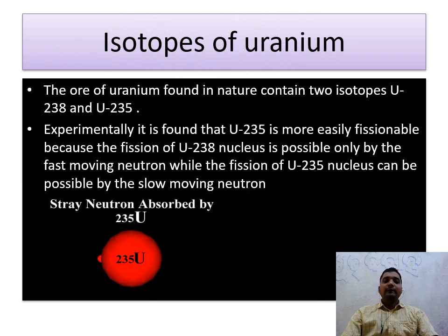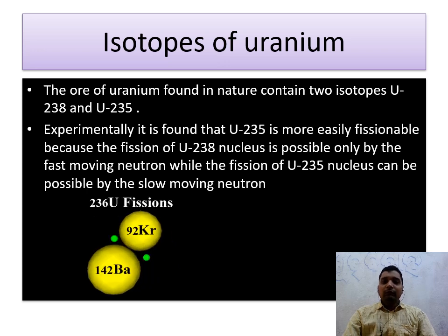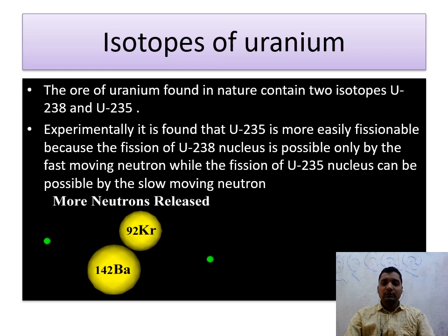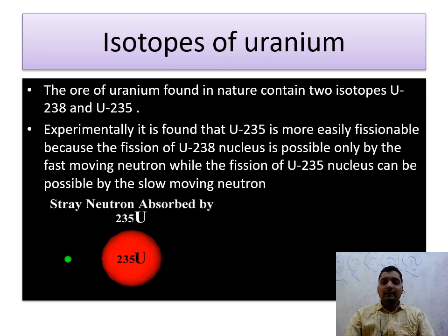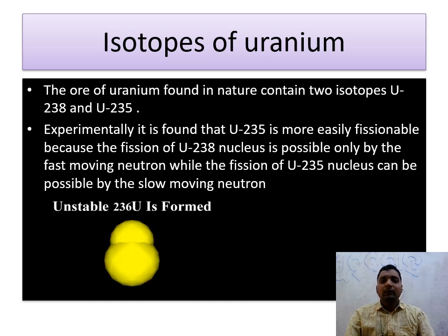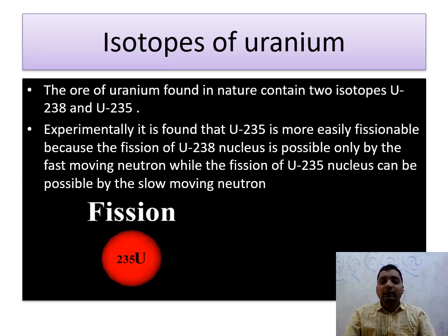If we take uranium-235 and 238, uranium-235, with atomic number 92 and mass number 235, is mostly used for nuclear fission. Why? Because uranium-238 requires a very high speed of neutron, which is not possible every time. So the uranium-235 atom is fissionable even with a very slow moving neutron. For that reason, uranium-235 is more easily fissionable.